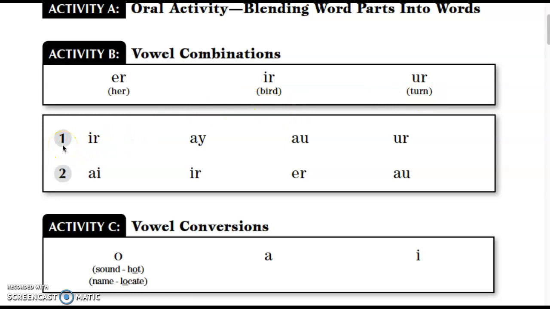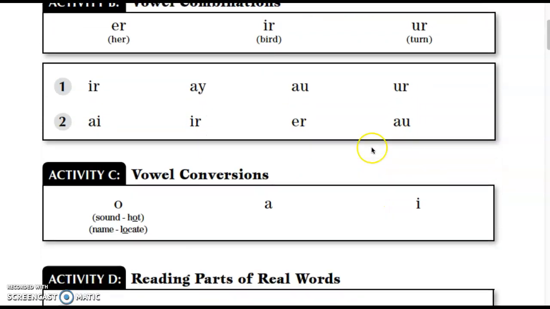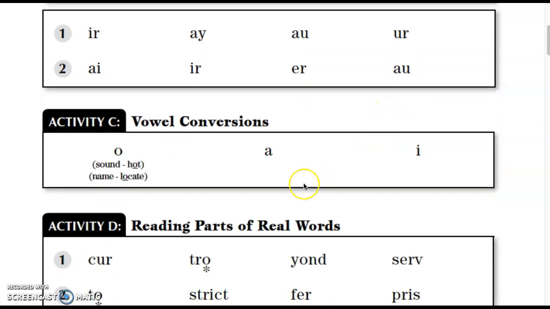Now let's look at the first line. A, a. Now to activity C, vowel conversions.